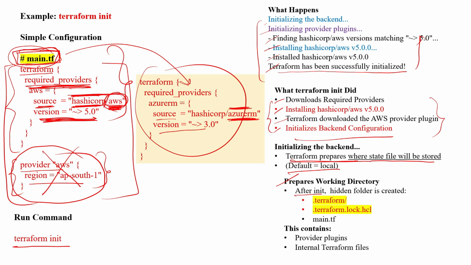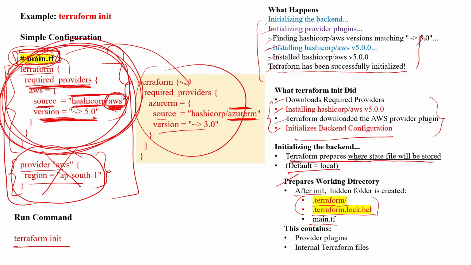In your local project folder, one is named .terraform, and then .terraform.lock.hcl. So these two will be created when you initialize the project, and main.tf is your code file, which contains your provider information. This file you have to create manually. Then you need to initialize the project with the help of terraform init. The .terraform folder contains your provider plugins and internal Terraform files.